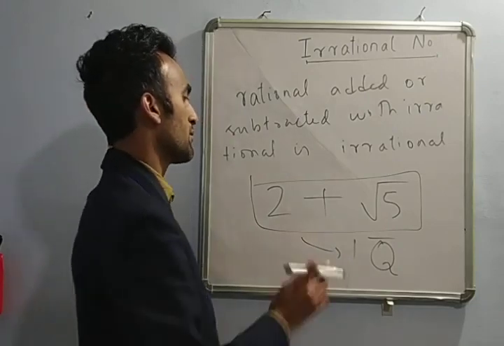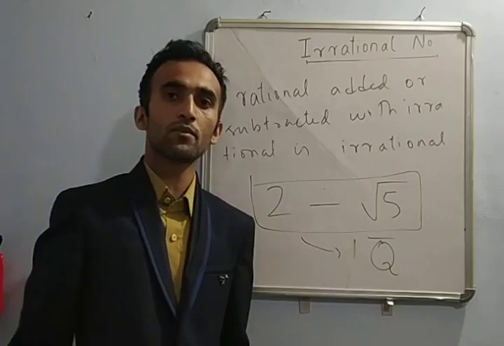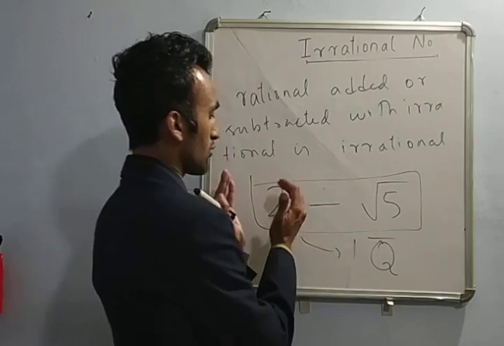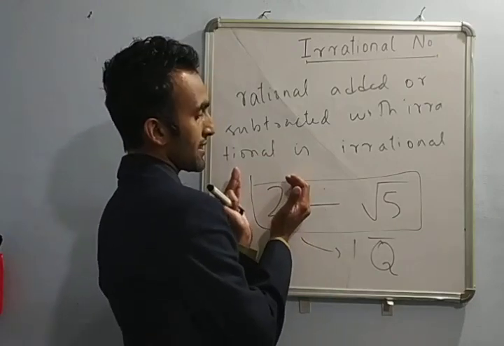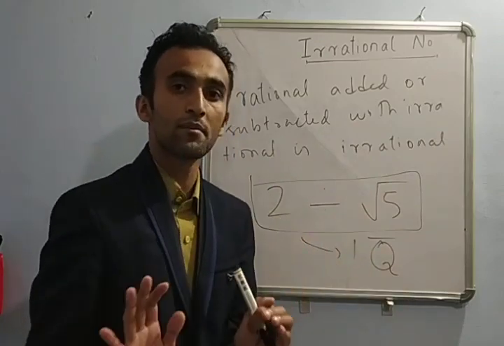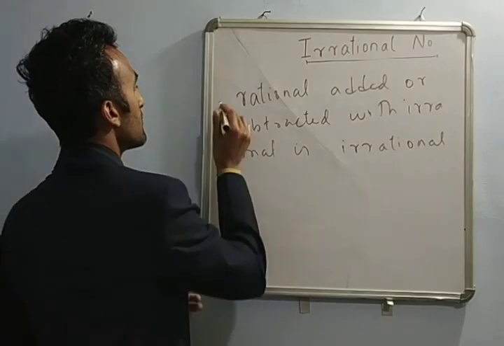Subtraction is also the same. A rational number subtracted with an irrational is irrational. The output, the total thing. Don't go individually, this is rational and this is irrational. The output as a total is irrational. Remember that. This is point number 1. You can note it down.